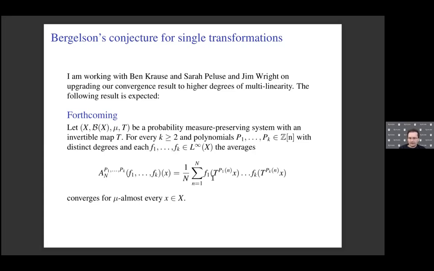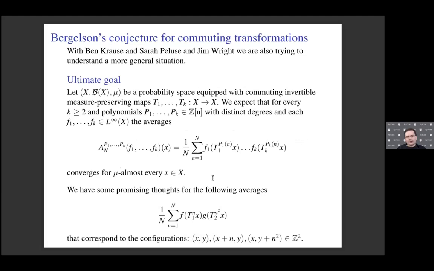And our ultimate goal would be to also think about extending this theorem to commuting invertible measure preserving transformations. So in other words, instead of single transformations, we would like to understand the situation when we have commuting transformations here. And all polynomials here also have distinct degrees. And the conjecture of Bergelson in particular says that this kind of averages converge almost everywhere as well. And this is a very hard problem, definitely much harder than the one with the single transformation.